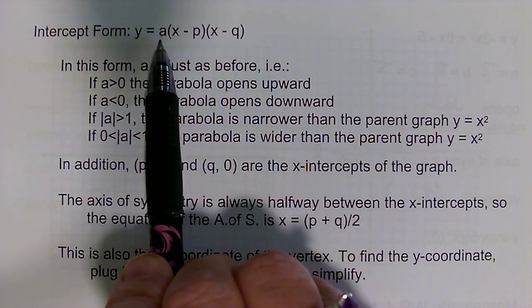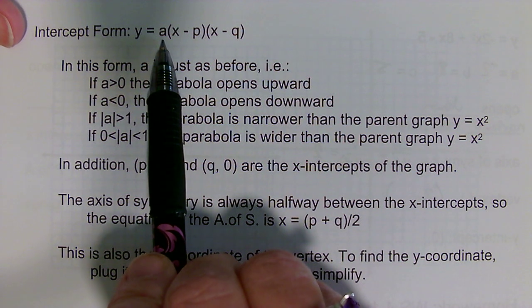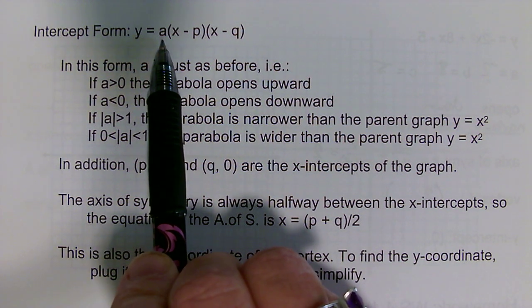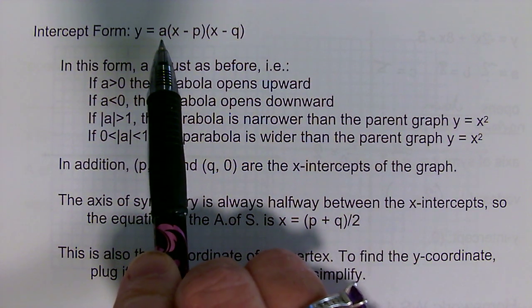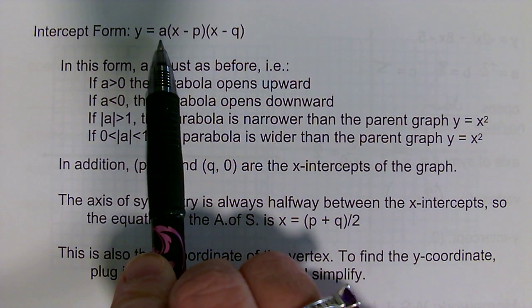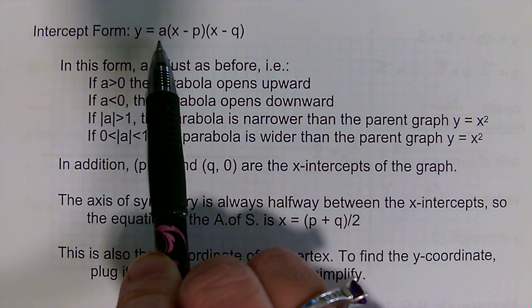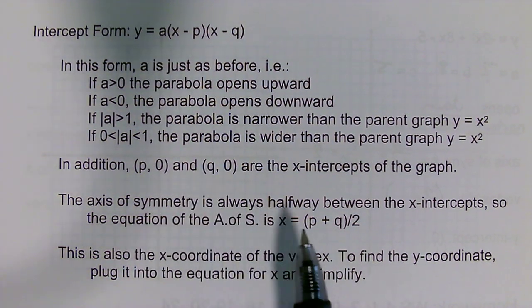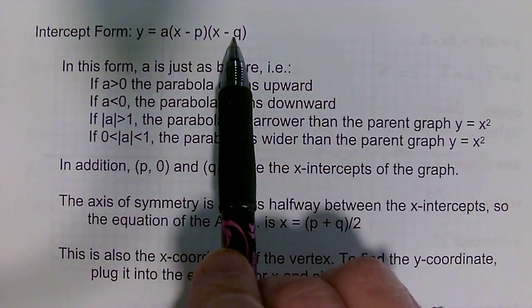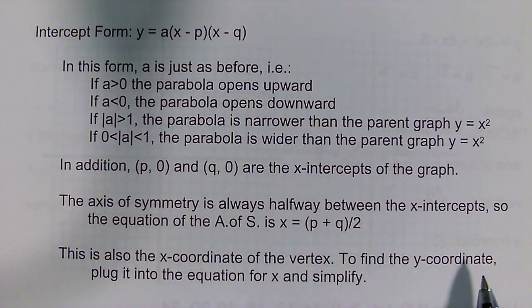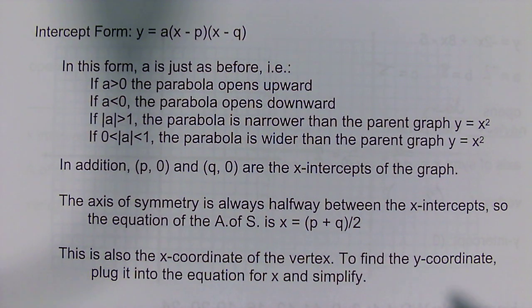Notice we've still got a in the formula, so a does the same thing it did before. If it's positive, the parabola opens up. If it's negative, it opens down. If its absolute value is greater than 1, it stretches vertically, so it gets narrower. If it's between 0 and 1, it shrinks vertically, so it looks wider. Okay? But the p and the q are going to be the x-intercepts of the graph of the parabola.